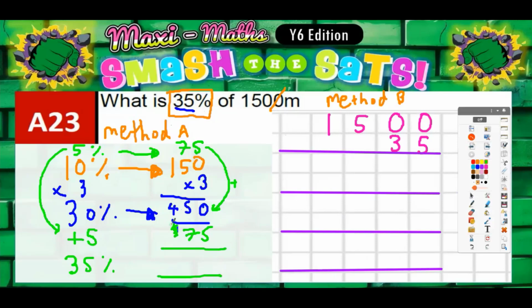So we don't need that 1 there. That was just a carry digit. So nothing and 5 is 5. 5 and 7 is 12, 2 in, carry the 1, and 4 and 1 is 5. So the final answer is that 35% is 525.